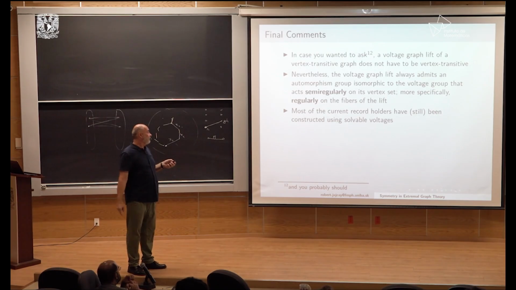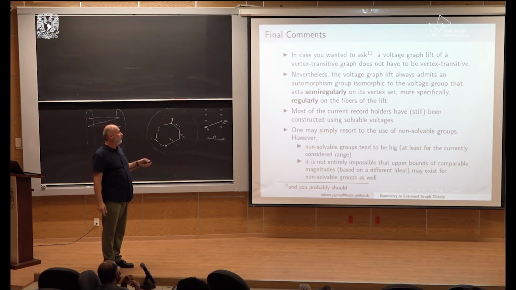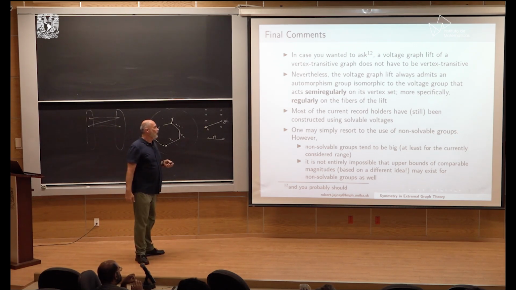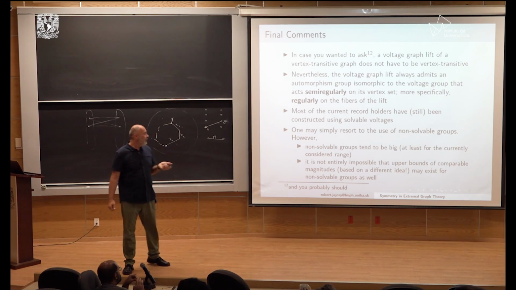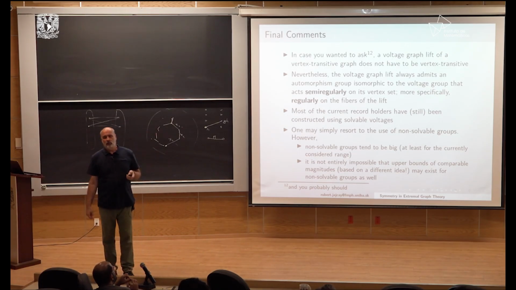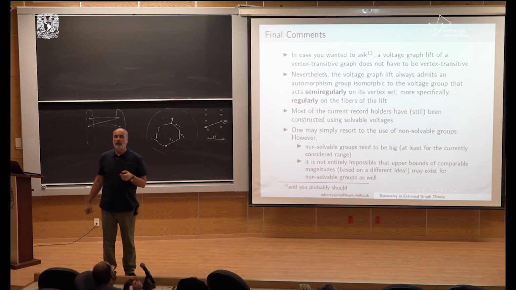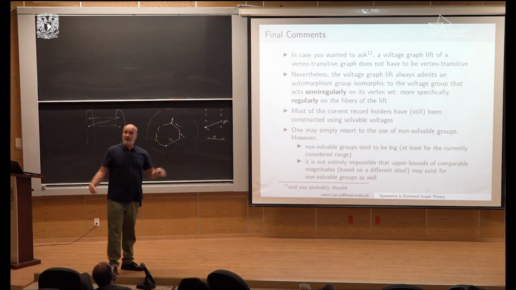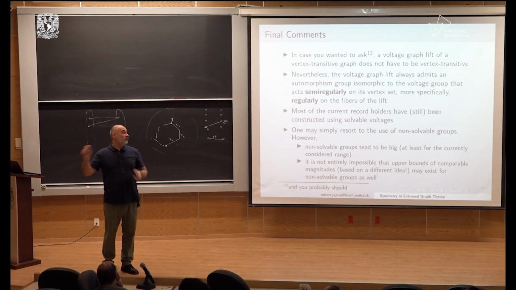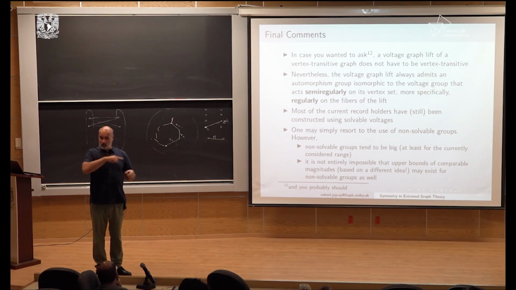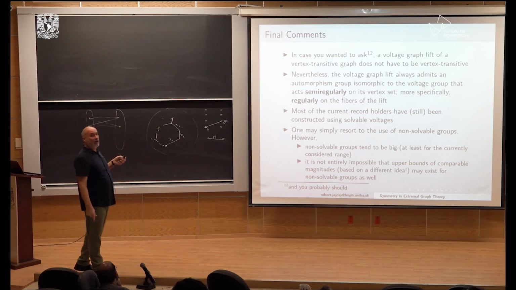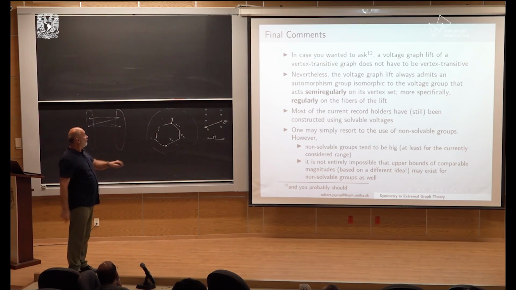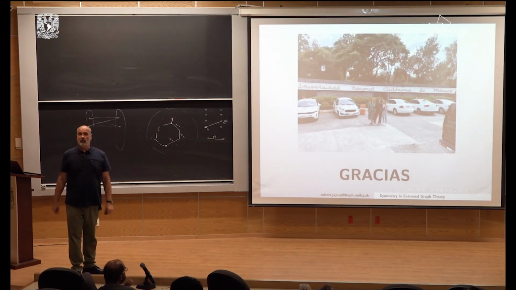Most current record holders have been constructed using solvable voltages. One could resort to using non-solvable, but non-solvable groups tend to be big. And maybe there are other bounds. The fact that we don't have them doesn't mean there are no bounds for non-solvable. But I should say that the records that we had with JFXO that were eventually erased were based on PSLs, with this construction from the base graph, what we call the theta graph. So it worked for us. Okay, that's it. Thank you very much.